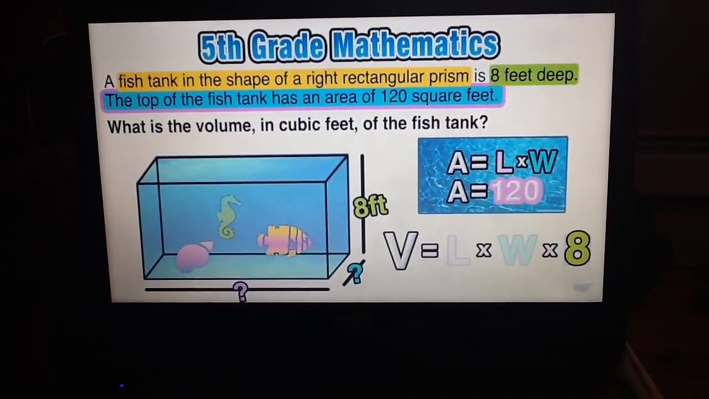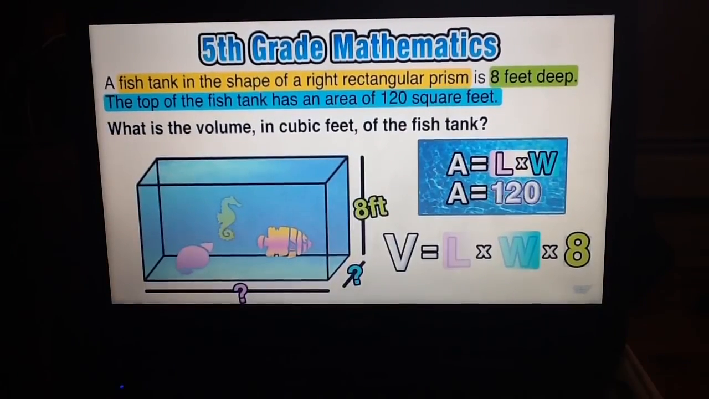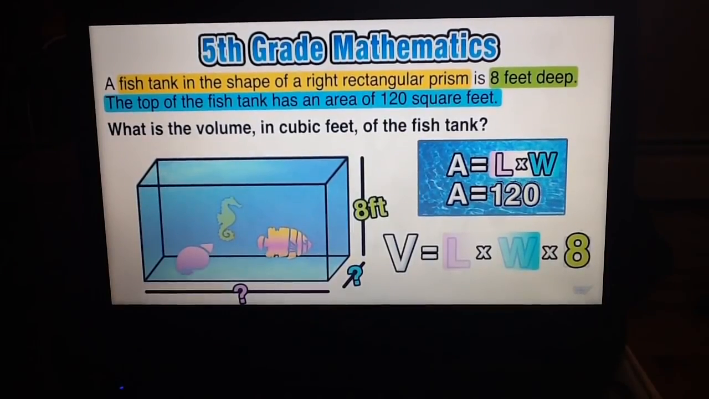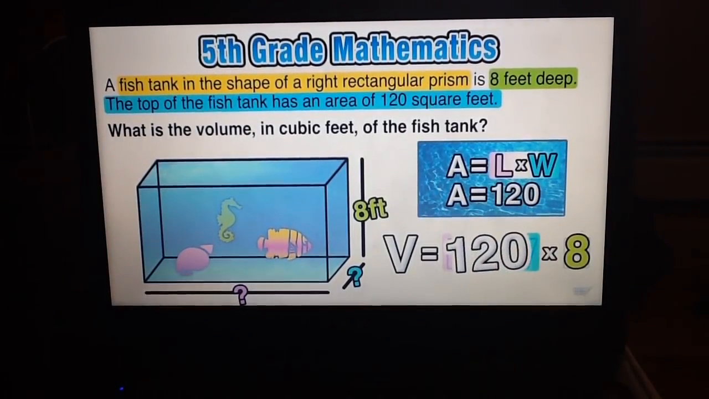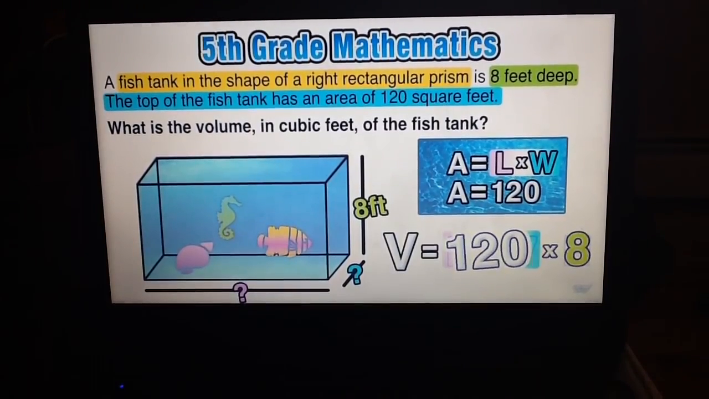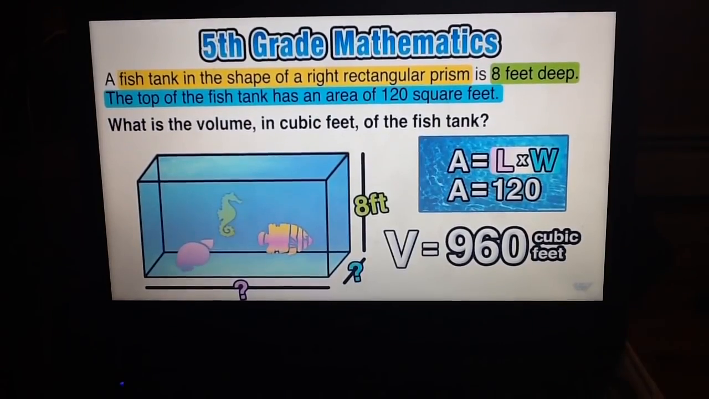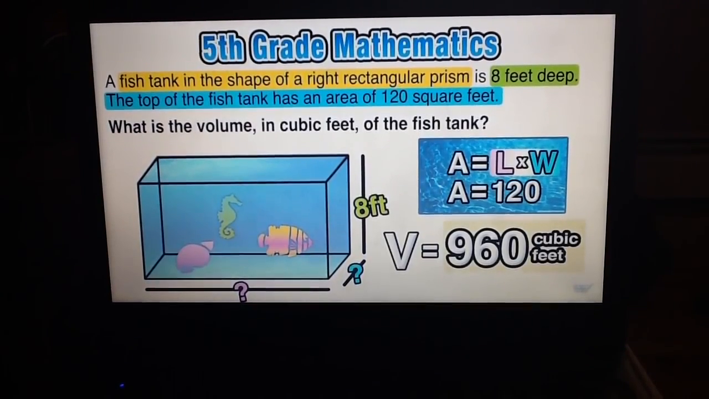So remember that in the volume formula, we didn't know what L times W equaled. Well, now we do. We know that length times width for this rectangular prism is 120, so I can slide that right into the volume formula. So now I can say that the volume is equal to 120 times 8. And the product of 120 and 8 is 960, the number of cubic feet that makes up the volume of the fish tank. So that one was kind of tricky.